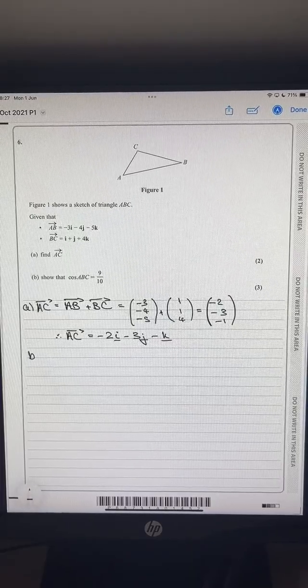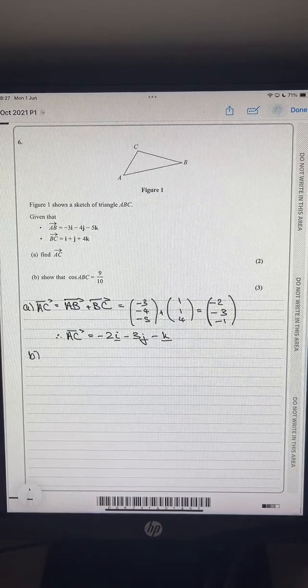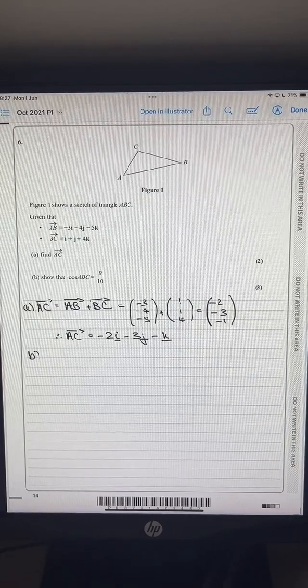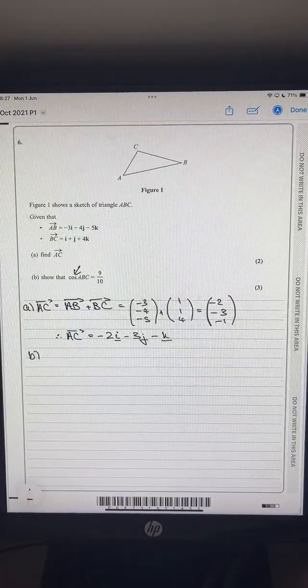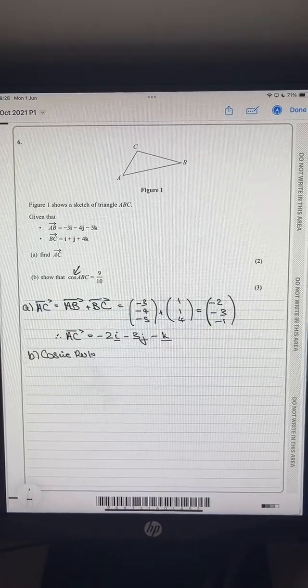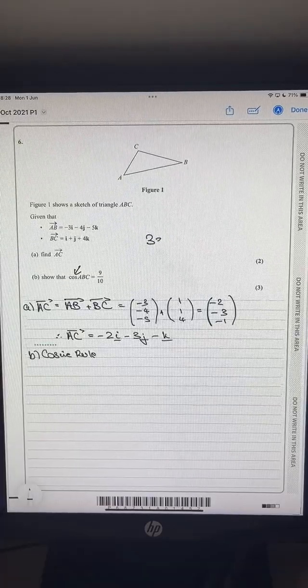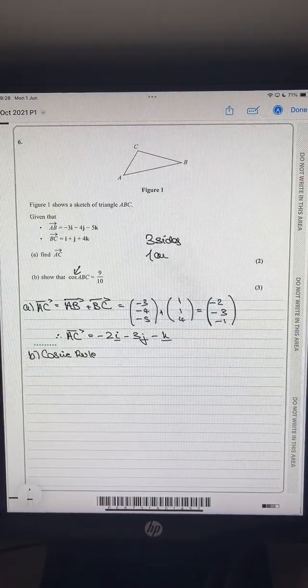Now for part B, show that cos ABC is equal to 9/10. So thinking about how to go about this, I see the word cos, so I'm thinking cosine. So I'm going to think about using the cosine rule. And I'm going to check, can I use the cosine rule? So for cosine rule, I need 3 sides and 1 angle to work with. I'm trying to find an angle, so that's fine. And I need 3 side lengths.